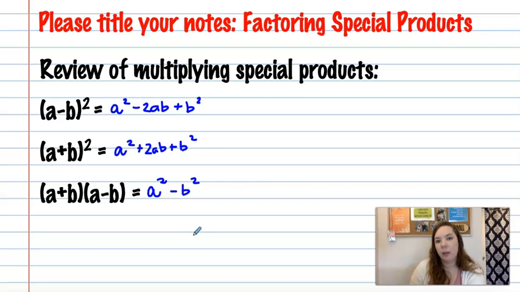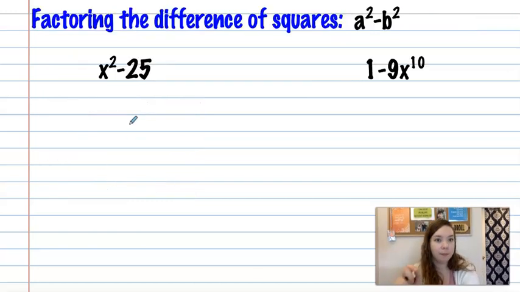All right, so now we're going to talk about how do we go the other way. How do we start with one of these and go backwards into our factored set of binomials? So factoring the difference of squares. This is the one that I think is the most helpful to recognize. If there's no middle term, and the two terms you have left are perfect squares, then it's pretty easy to factor it because you're just going to square root each and have one set with addition and one with subtraction. So for example here, I have x squared minus 25.